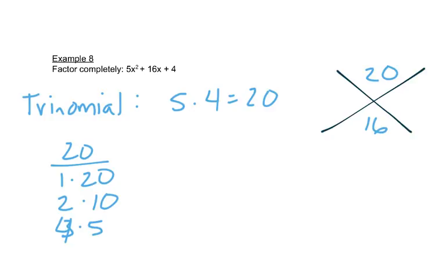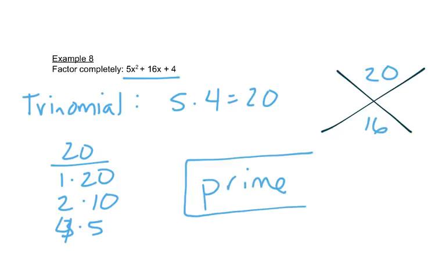Now none of those add to get 16. So that means we can't factor this. And we did nothing to it. There wasn't a greatest common factor or anything. So it's prime.